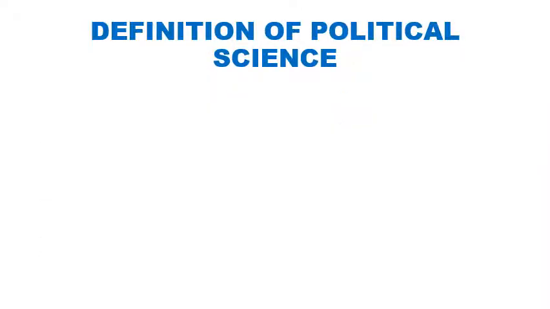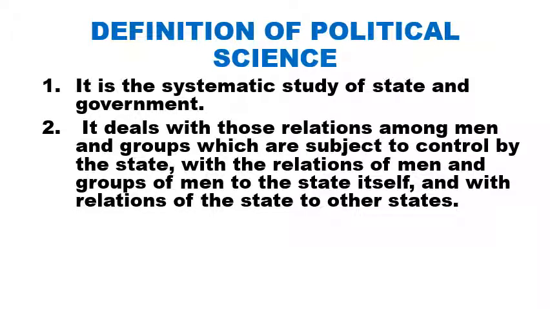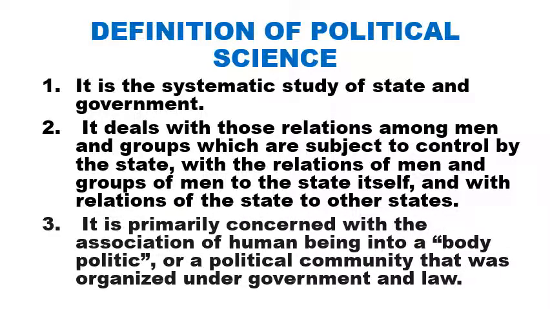Definition of political science. It is the systematic study of state and government. It deals with those relations among men and groups which are subject to control by the state, with the relations of men and groups of men to the state itself, and with the relations of the state to other states. It is primarily concerned with the association of human beings into a body politic, or a political community that was organized under government and law.